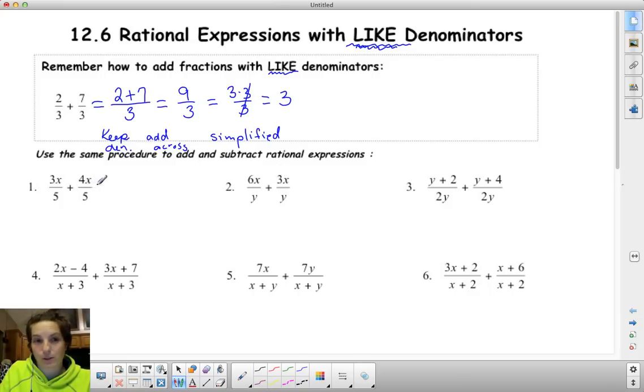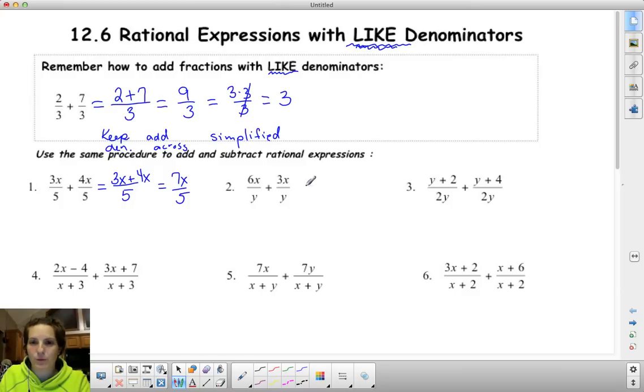So the first version is, as always, nice and easy. Do we have the same denominator? Yes. We keep it and we add across. So 3x plus 4x. Those are like terms, so they can be combined. So we get 7x over 5. And can we simplify our fraction? Nope, not this time.